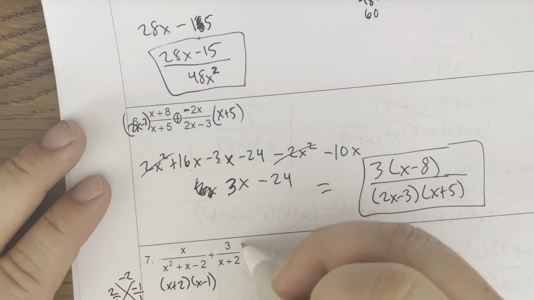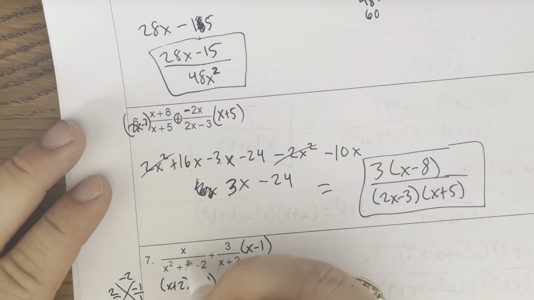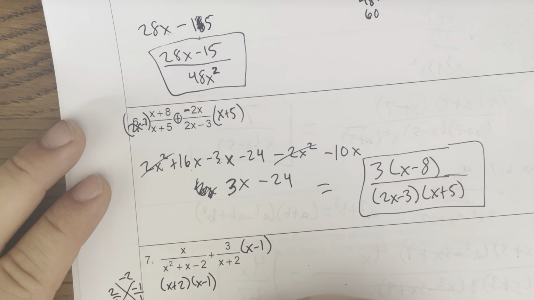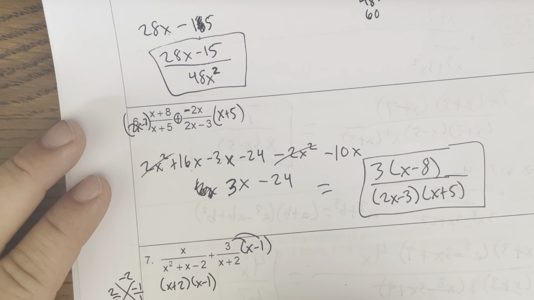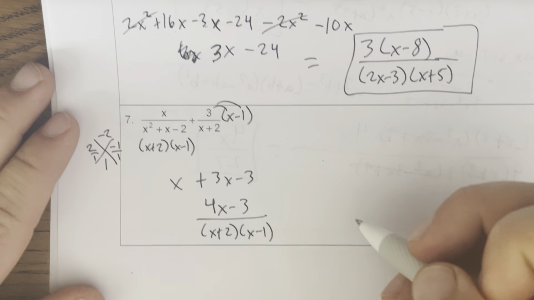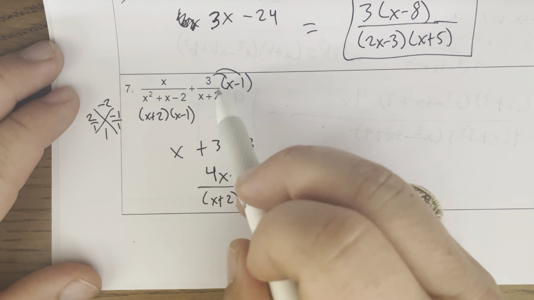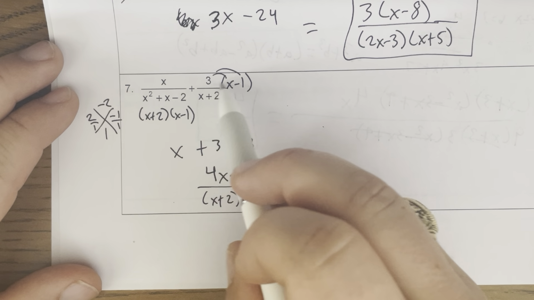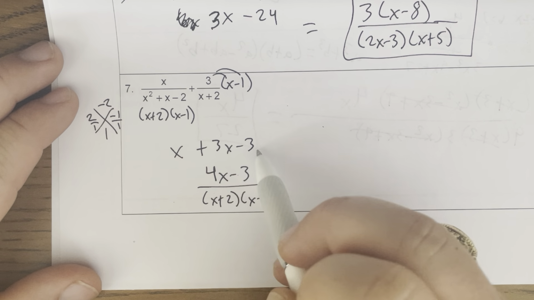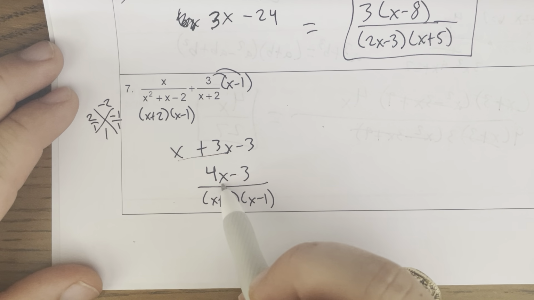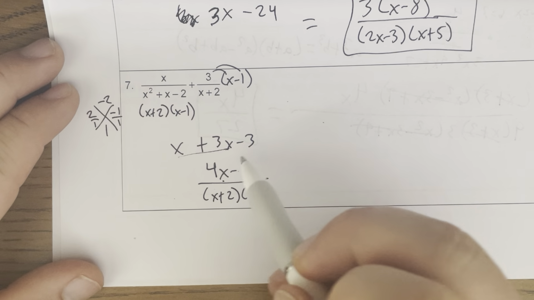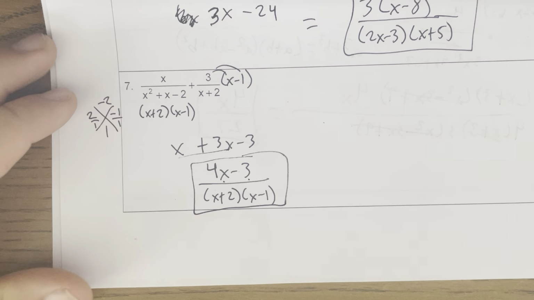They both have x plus 2, but this one needs x minus 1. And so we're going to have x plus 3x minus 3. So that becomes 4x minus 3, nothing I can do with that, over the x plus 2, x minus 1. Sorry, I went off the screen right there. So this one needed x minus 1. I distributed the x minus 1 with a 3. That became the 3x minus 3. Combine like terms to get the 4x minus 3 over the denominator.